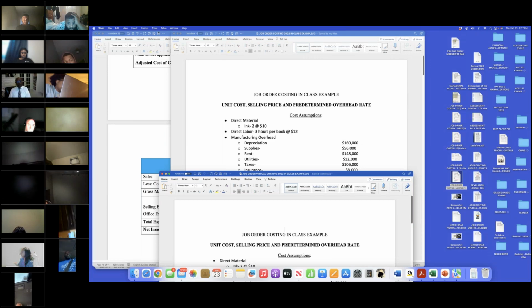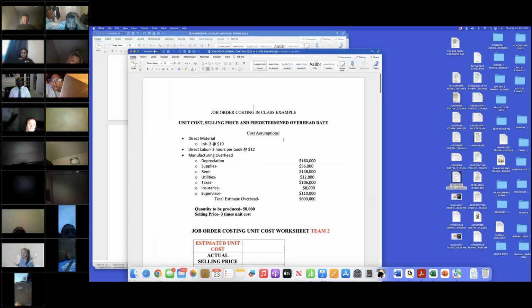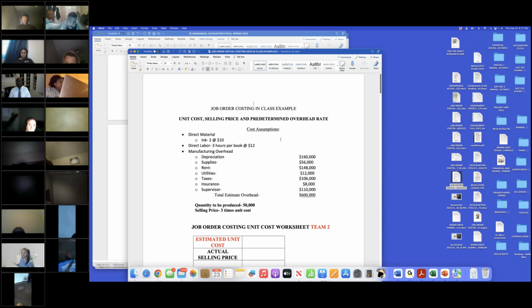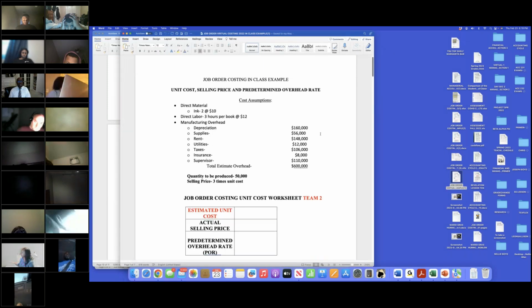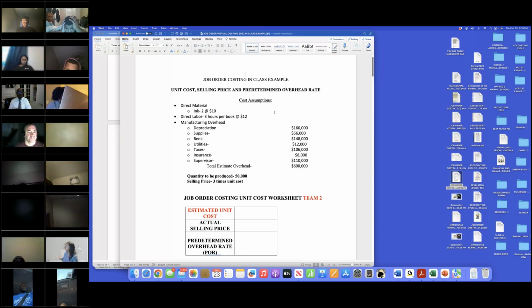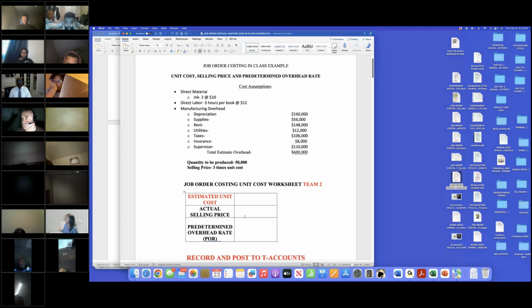Now, we're going to work on this problem we started last time, and this should be in course content. And what you're going to see is that for each part of the problem, a team is assigned. Here are our assumptions, and you see these are a little simpler than what we had before, but you don't want to make a mistake. So team 2, next class period, you'll be responsible for coming up with the estimated unit cost, actual selling price, and predetermined overhead rate. Okay, so team 2, that's your assignment when we do this problem.